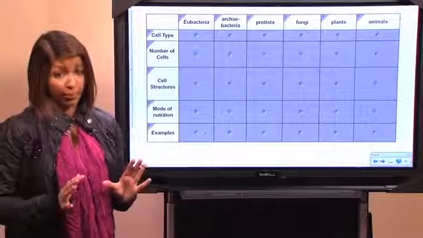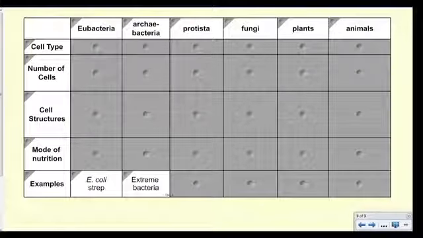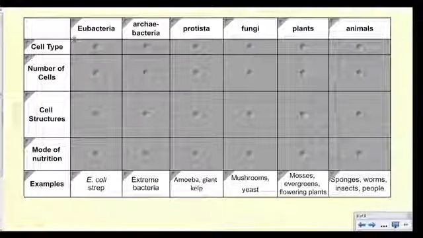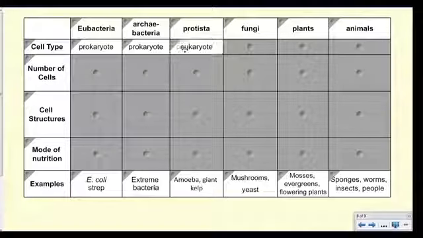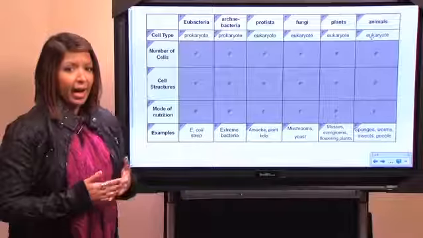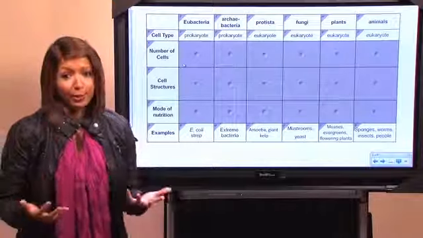Let's look at the last row. All right, for cell type, this one's pretty easy. The first 2 kingdoms are the only ones that are prokaryotes. The other 4 are all eukaryotes. Proc, euc, euc. And what do these words even mean? It really just means, do they have a nucleus or not?